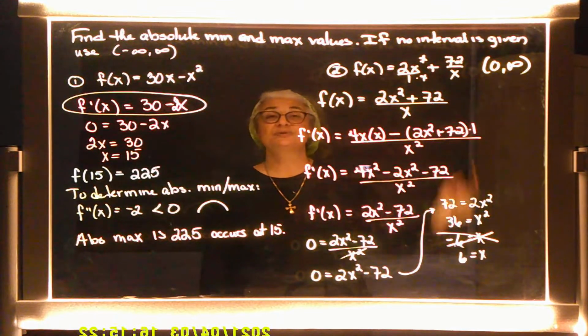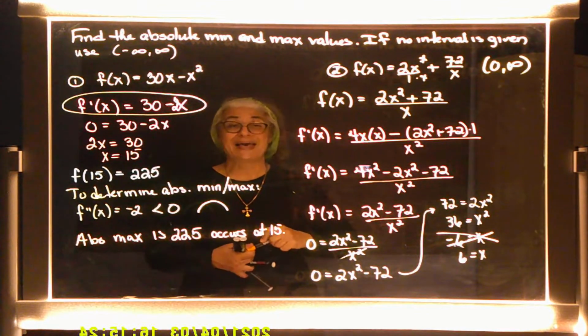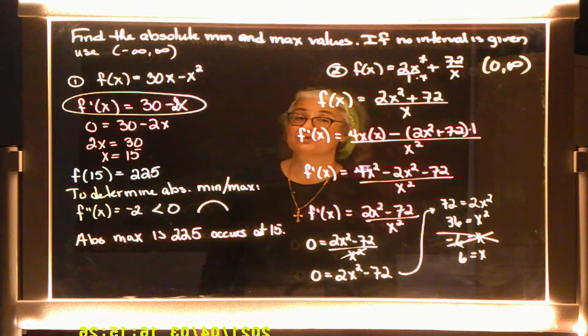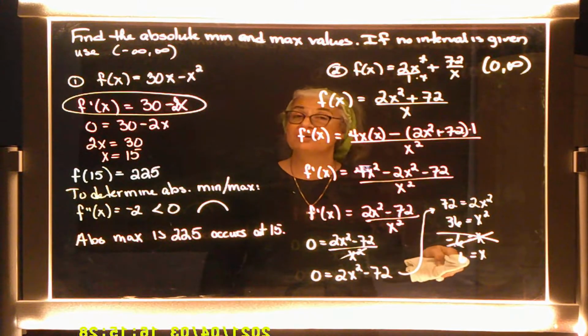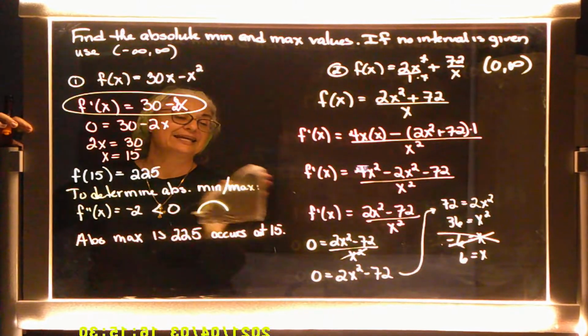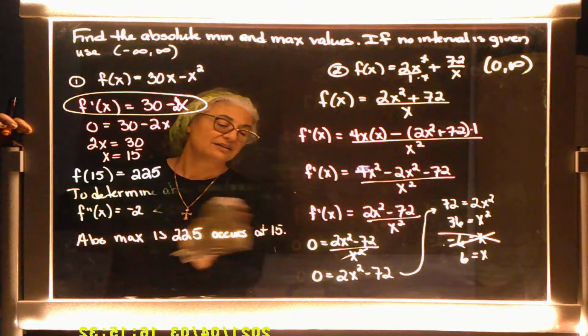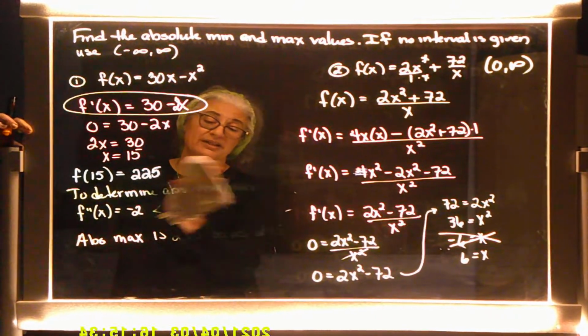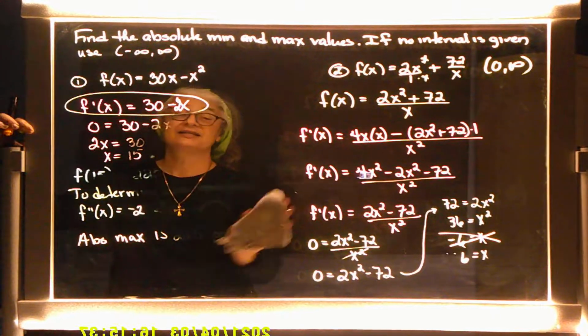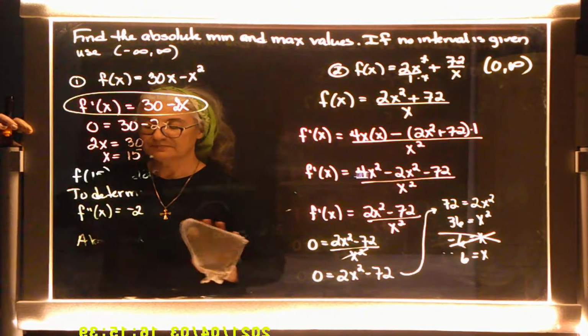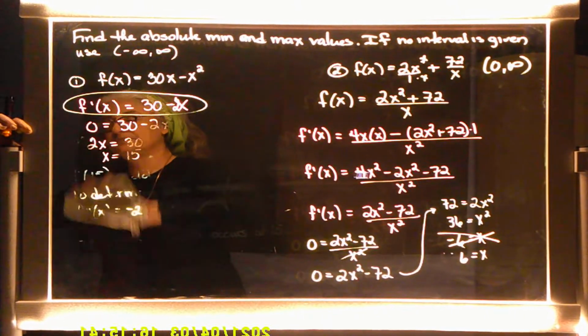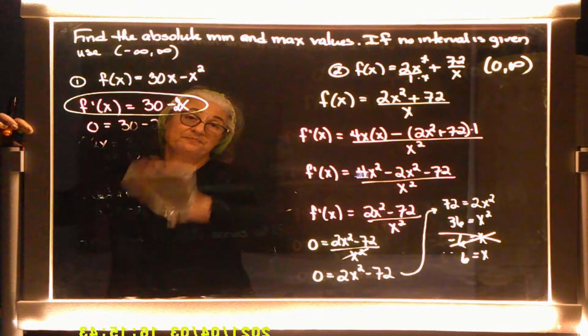Negative 6 doesn't fall between 0 and infinity, so I'm excluding it. I'm kicking it out. And now I only have one critical value in the open interval that I am now working with. Does that make sense? Okay. How are we doing? So far, so good?